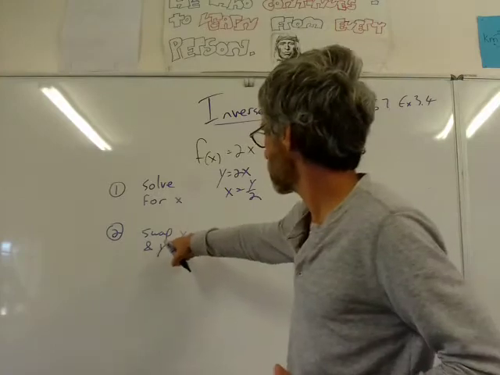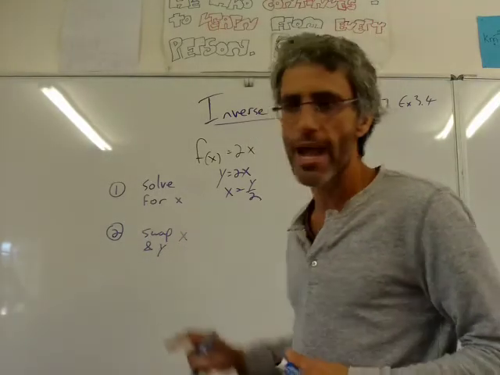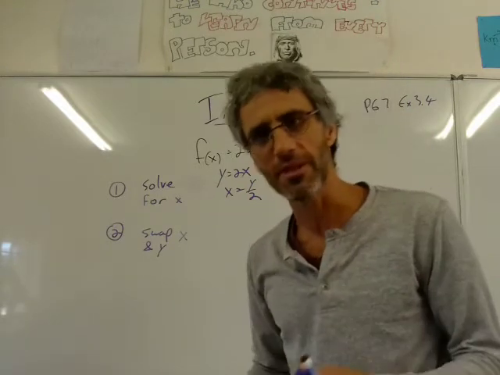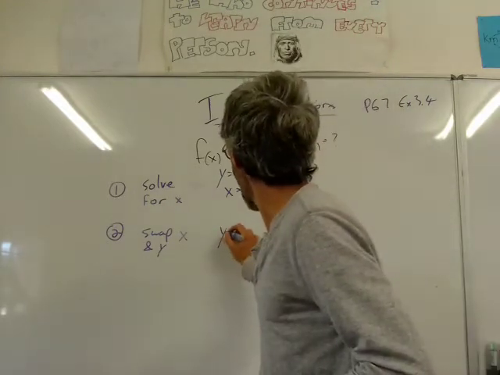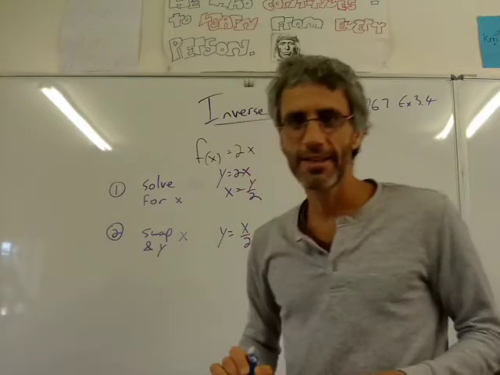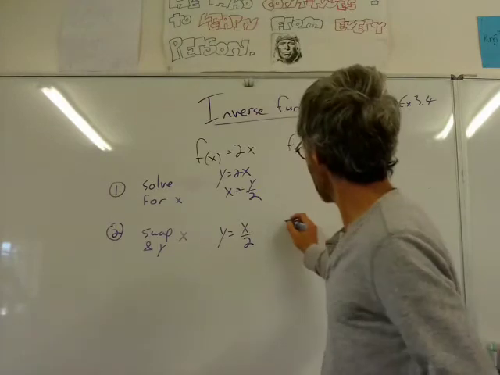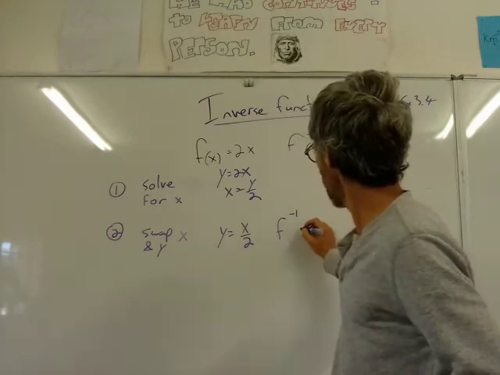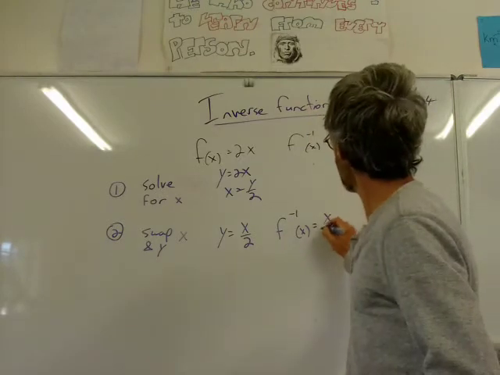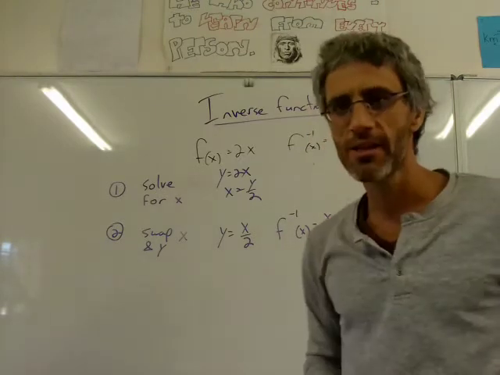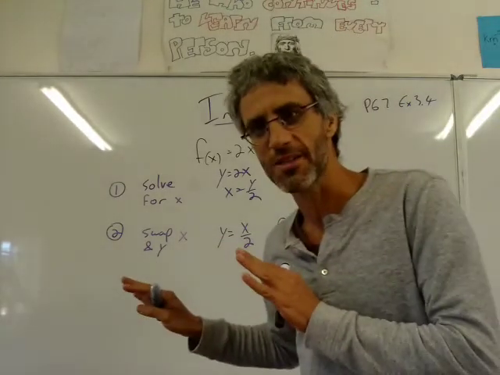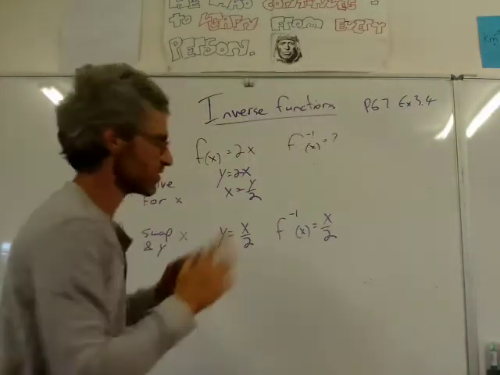Now the second step, you see what it says here? Swap x and y. So wherever there's an x, I'm going to write a y, and wherever there's a y, I'll write an x. I'm going to write y equals x over 2. And that's it. So the inverse function, f minus 1 of x, is x over 2. Now let's just see if it's correct.